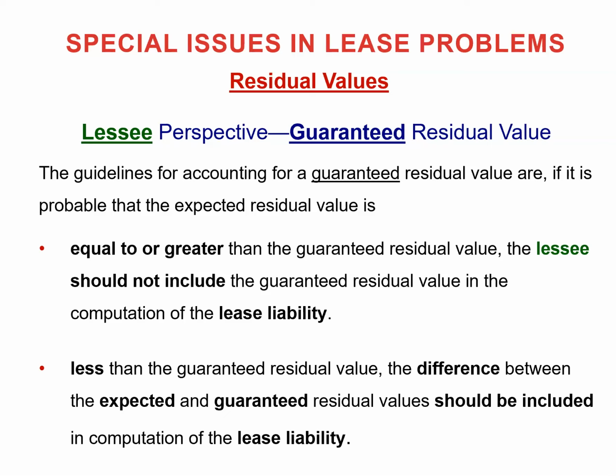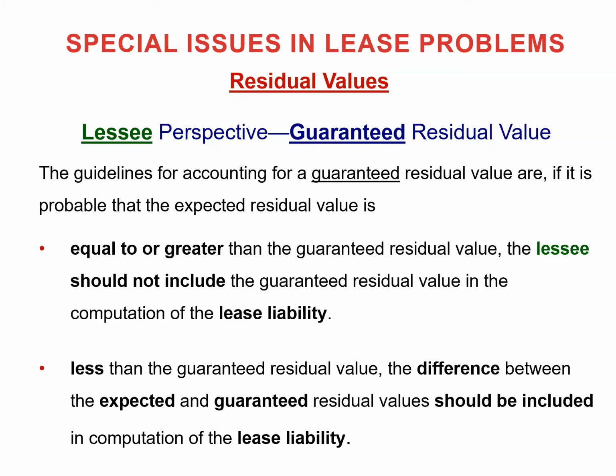Now we will learn some special issues that we need to remember when we solve complicated lease problems. One of the issues that is frequently discussed is residual values. Residual value is the value that we get at the end of the lease term from that asset. And residual value could be guaranteed or it could be an unguaranteed part, which means the expected value equals guaranteed plus unguaranteed part.